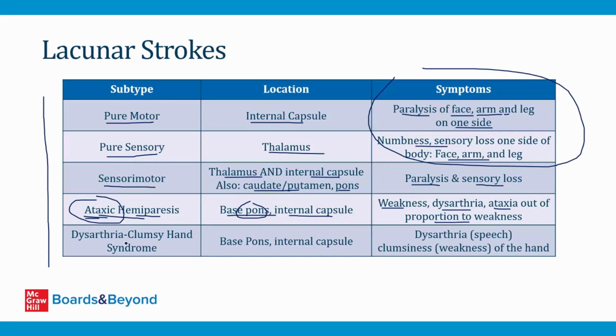And then the fifth syndrome is similar to the fourth one. It's called dysarthria or clumsy hand syndrome. This also involves ischemia at the base of the pons and the internal capsule. It's called dysarthria clumsy hand syndrome because the patients have dysarthria, which, as I said, is a speech problem. And then this tends to mostly involve motor fibers related to the hand. So the dominant features are clumsiness or weakness involving the hand. And that's why it's called the dysarthria clumsy hand syndrome.